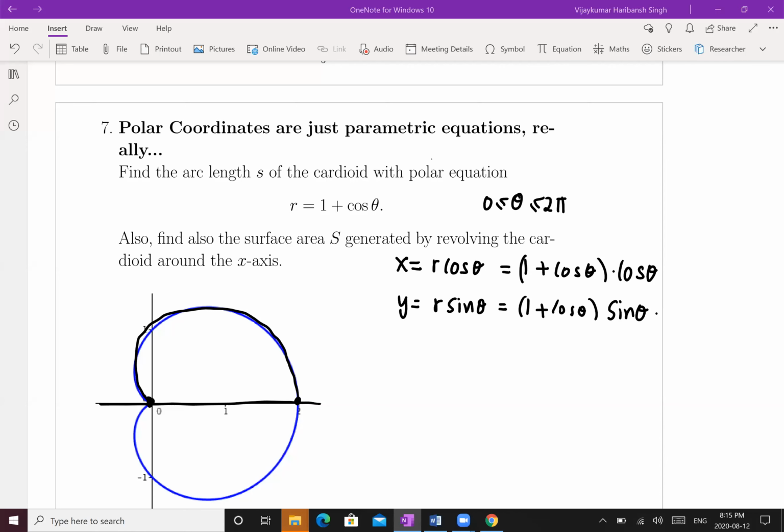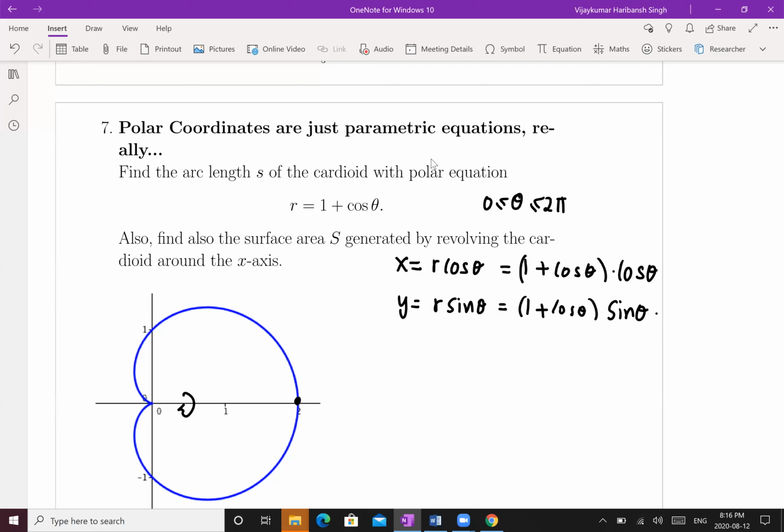We're going to find out the arc length S of the cardioid with the polar equation r equals 1 plus cos theta. And this is how the cardioid looks from 0 to 2 pi. Then we are also interested in the surface area generated by revolving the cardioid around the x-axis.